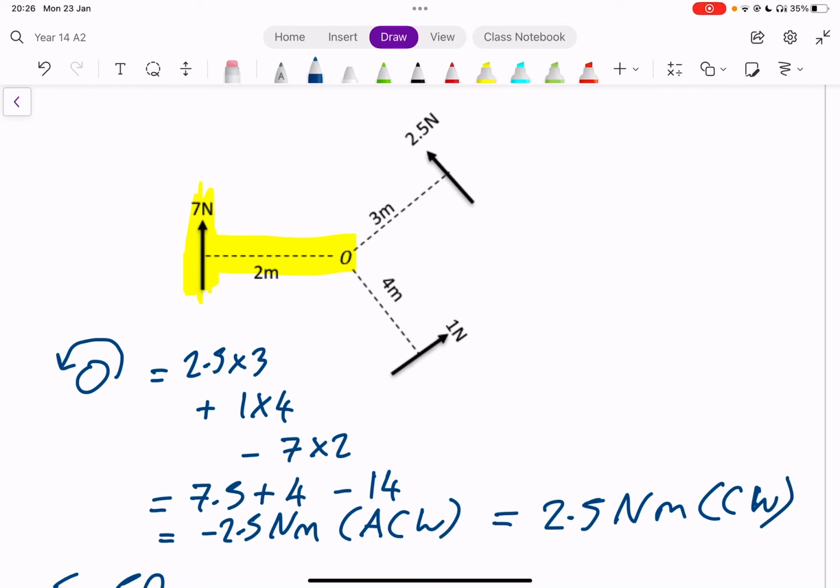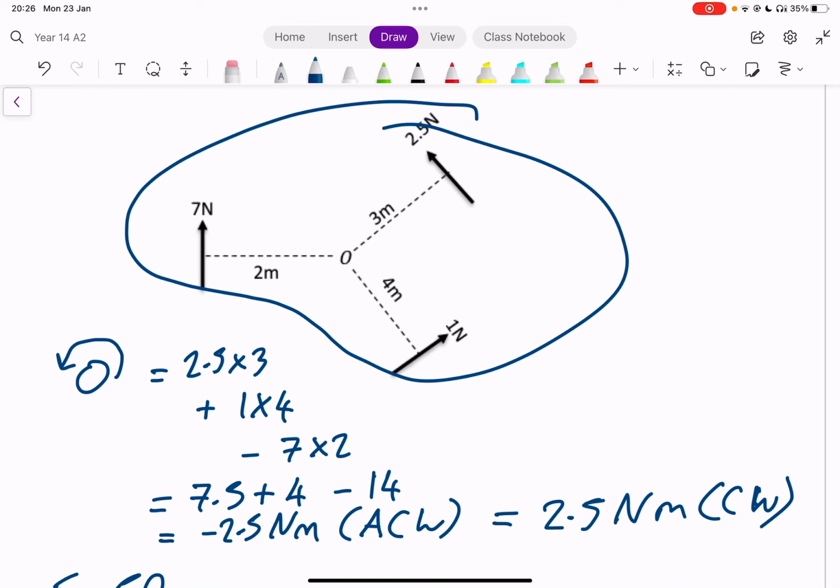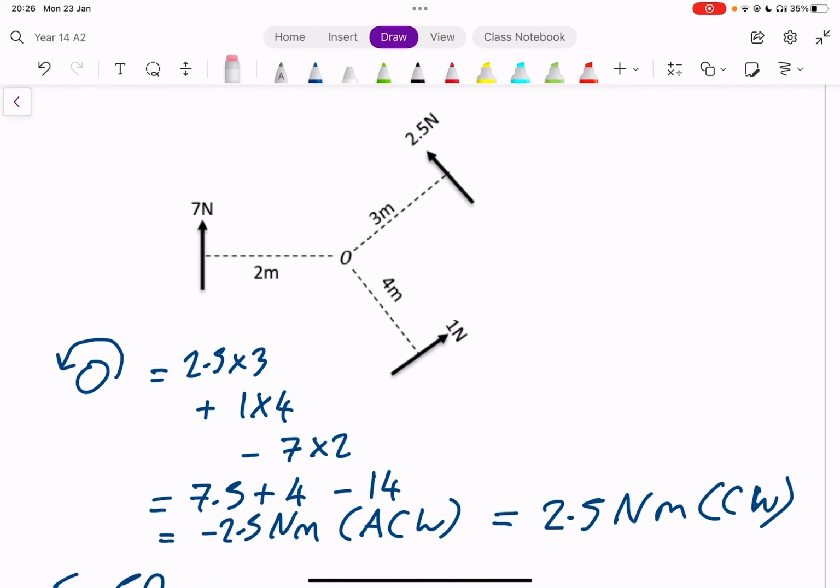So this whole system here that I'm circling is equivalent to just a turning effect of 2.5 Newton meters clockwise. And that is us done for this video.